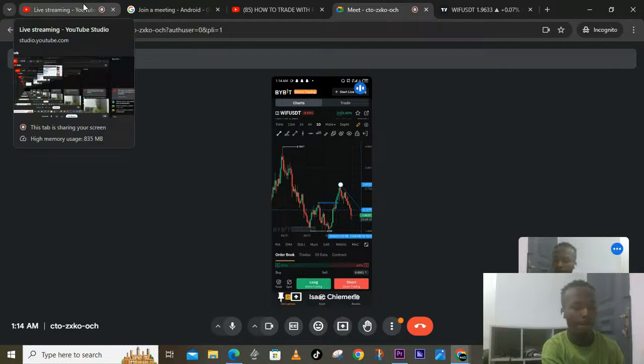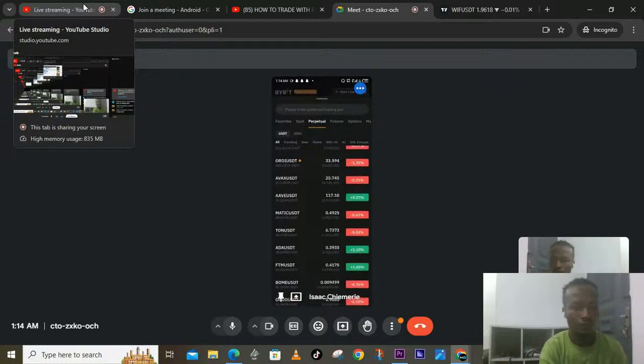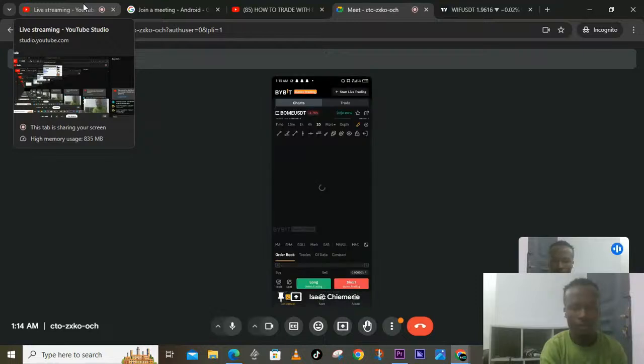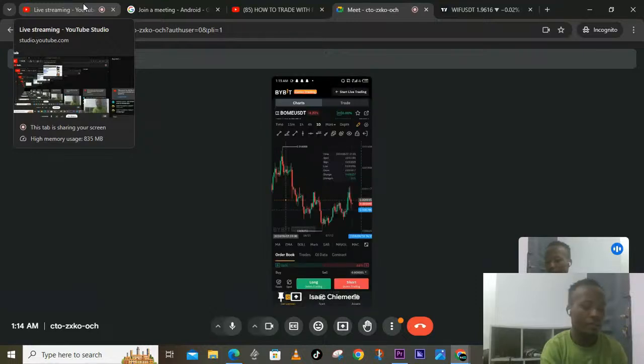I'm waiting for the trade to come to my trend line, so I'll go for a sell trade. Let me look for the one I can go for a sell trade. You can actually go for a sell or a buy depending on what you see.